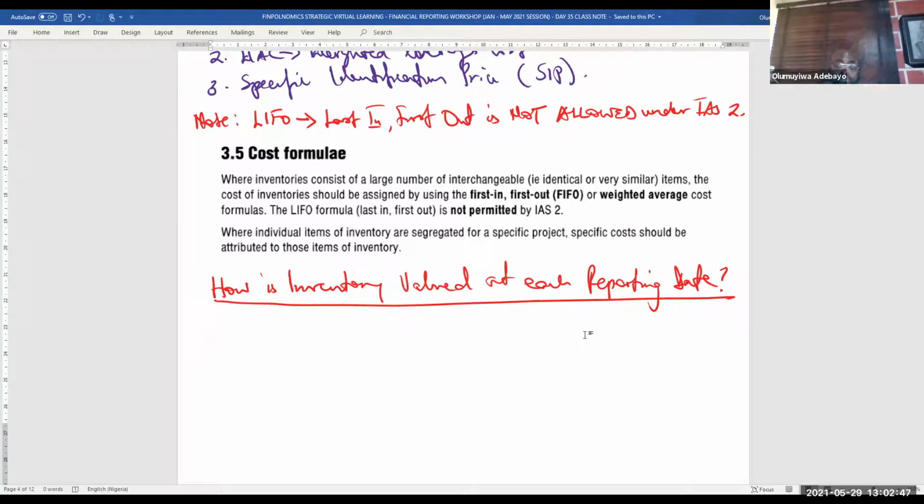Who can give us a clue? Okay, based on what you told us earlier, inventories are valued at the lower of cost and net realizable value. So the cost is what we've already computed earlier. We also compute the net realizable value, which is the cost of the inventory minus cost to sell, and the lower of the two will be the one that we recognize at the reporting date.